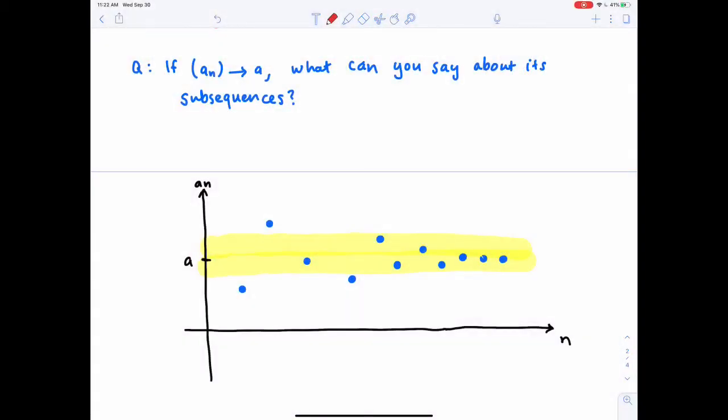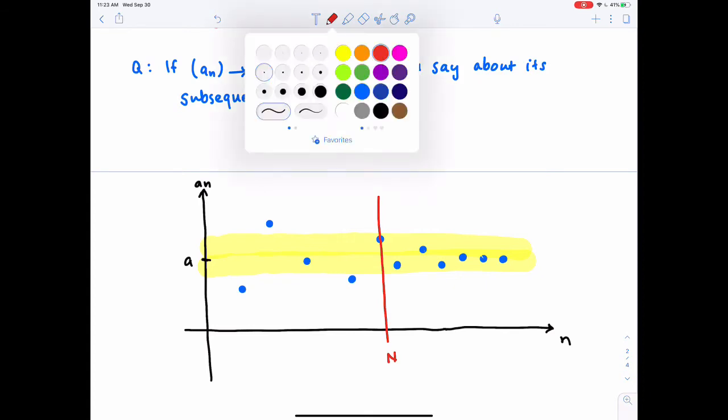So a first question in trying to understand how subsequences behave based on how the parent sequence is behaving is, well, what happens if we know that the parent sequence a_n is converging to some number a? What can you say about its subsequences? So I've drawn our standard picture here for showing a convergent sequence. So this blue sequence represents the sequence a_n. It's converging to a. And I can chop my tail and guarantee that I'm in my epsilon neighborhood for the epsilon I've drawn, and for any epsilon for that matter.